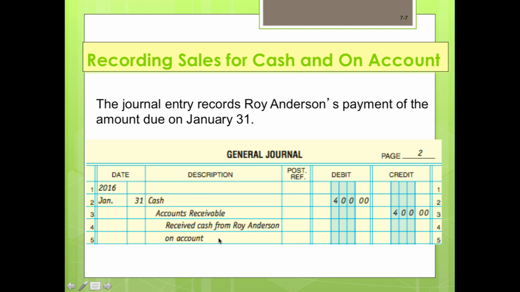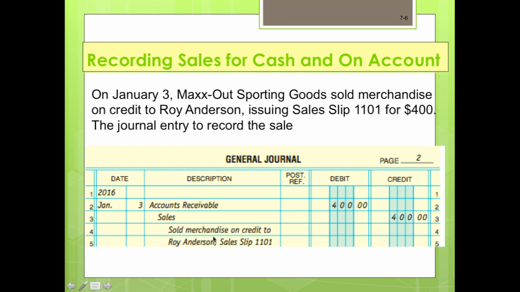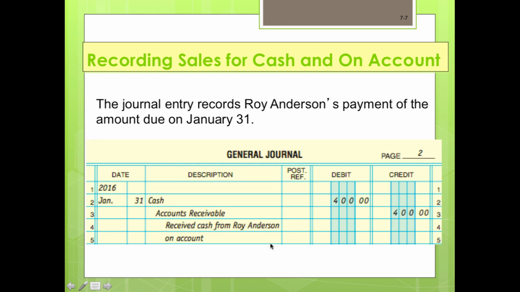And one thing that could have been done in this example, like the previous one, they added the sales slip 1101. That's something that could have been added here too. So we know that this transaction was actually attached to a specific sales slip.